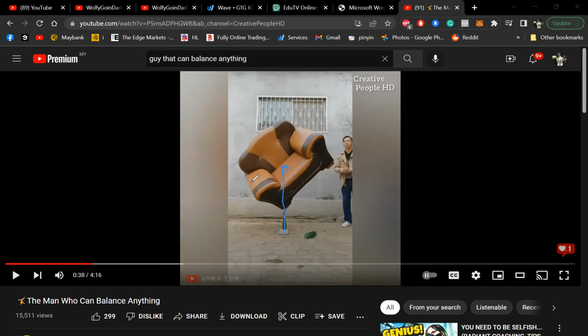If we don't want to talk about center of gravity, if we talk about the individual weights of each part, this weight here will balance off this weight here. Sorry, this moment here will balance off this moment here. And because of that, it will stay in balance. This guy can literally balance anything.